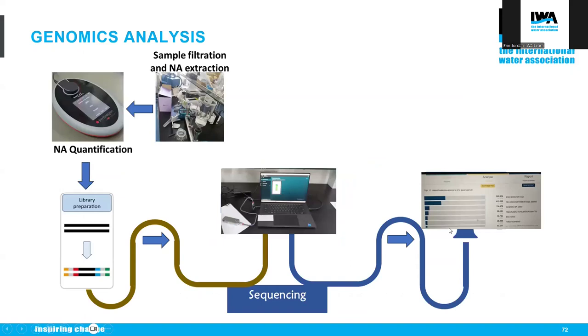So more recently, we've also shifted. Now we've gone into genomics. We are using amino iron in this case, where we collect our samples, filter first and extract nucleic acids, and then we proceed to do library prep and sequence the data. Unfortunately, I cannot share the data now because we are in the process.